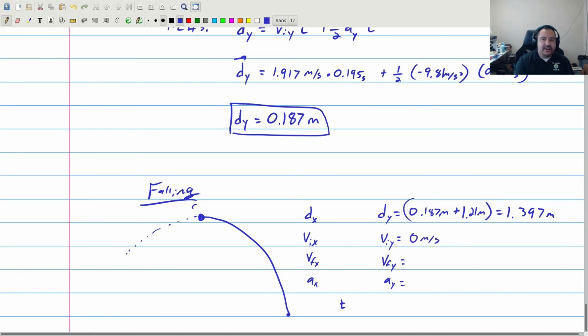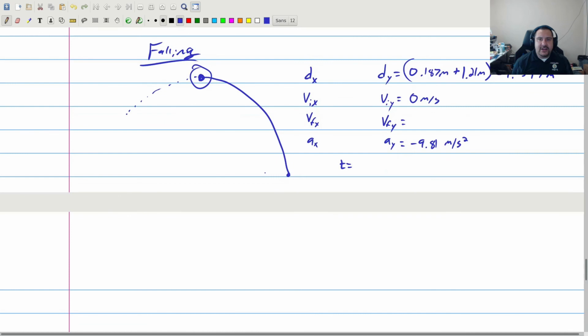I know my v initial in the y direction as it's falling is going to be 0 meters per second, because right here at this point, it's not rising, it's not falling, it's 0. I know that my acceleration in the y direction is negative 9.81 meters per second squared, which means I can find the time it takes for it to hit the ground. So, sounds to me like kinematic equation number 3 again. Kinematic equation number 3 is going to say d equals vi t plus 1/2 a t squared.